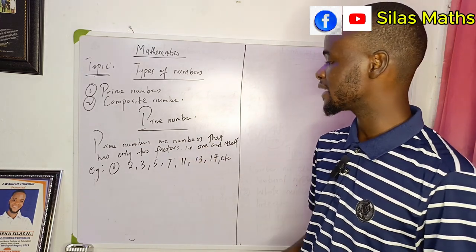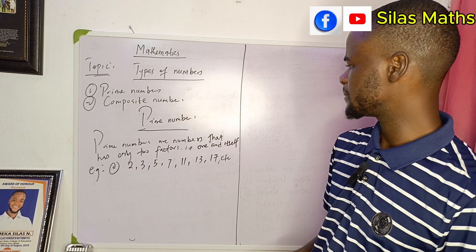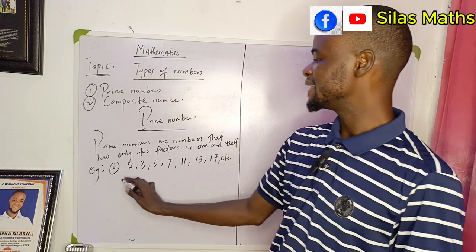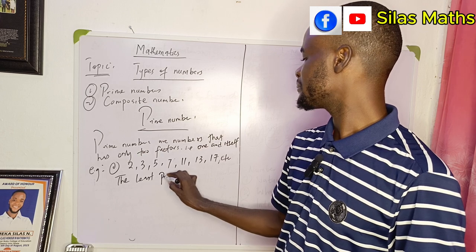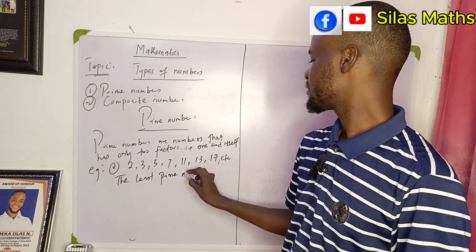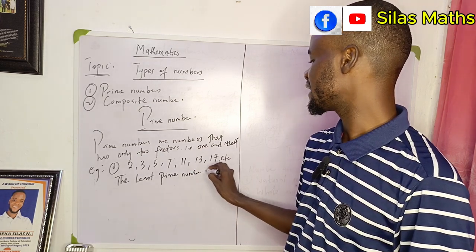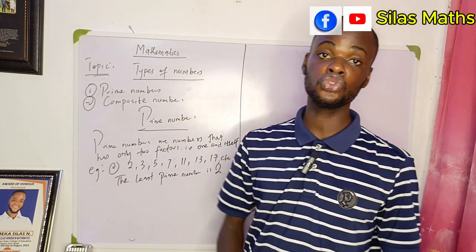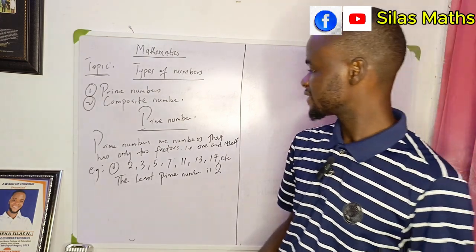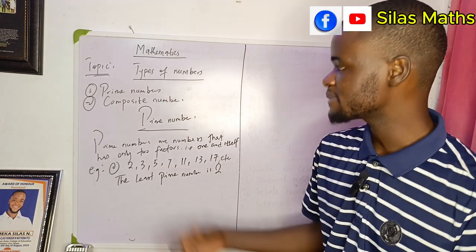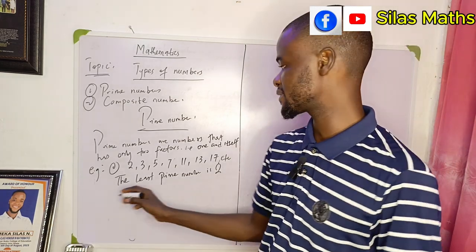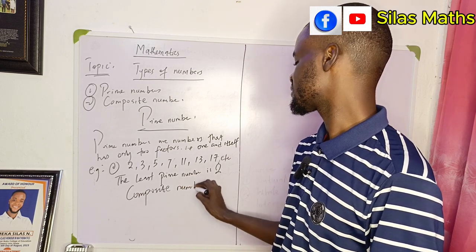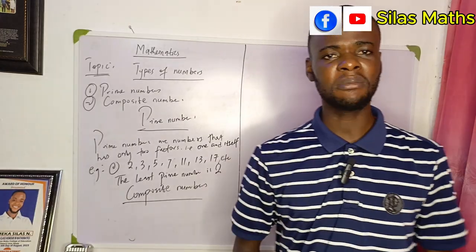Okay, let's note something before we move over to composite numbers. The least prime number is what? 2. Yes, the least prime number is 2. Now let's move over to the second one, which is composite numbers.